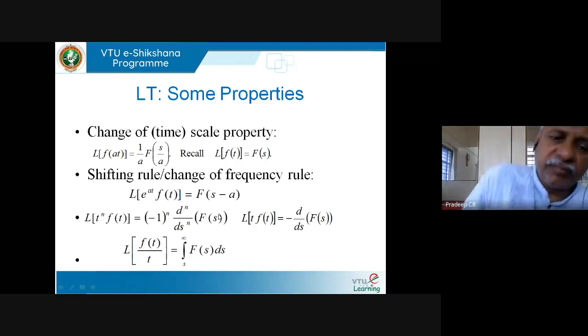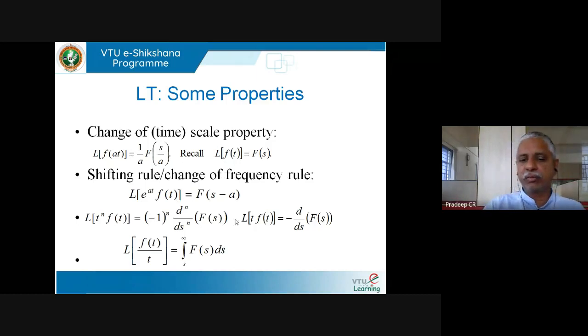In some way, one can try to remember both these formulas in one shot. Let me recall: Laplace of f(t)/t is Laplace of t^(-1) f(t). So that means it's like Laplace of t^n f(t), where n is minus 1. Minus 1 means here you take minus 1 of the derivative, meaning integral. That's precisely what we are doing, but with limits s to infinity.